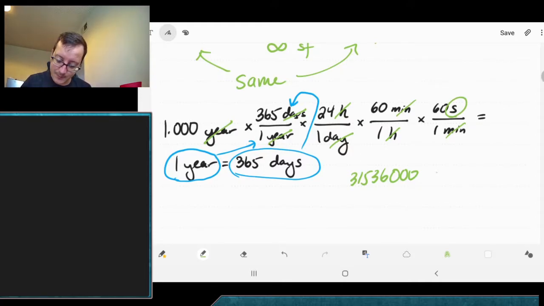Okay, anyways. This is our answer, again with the unit of seconds. That's where that S is.